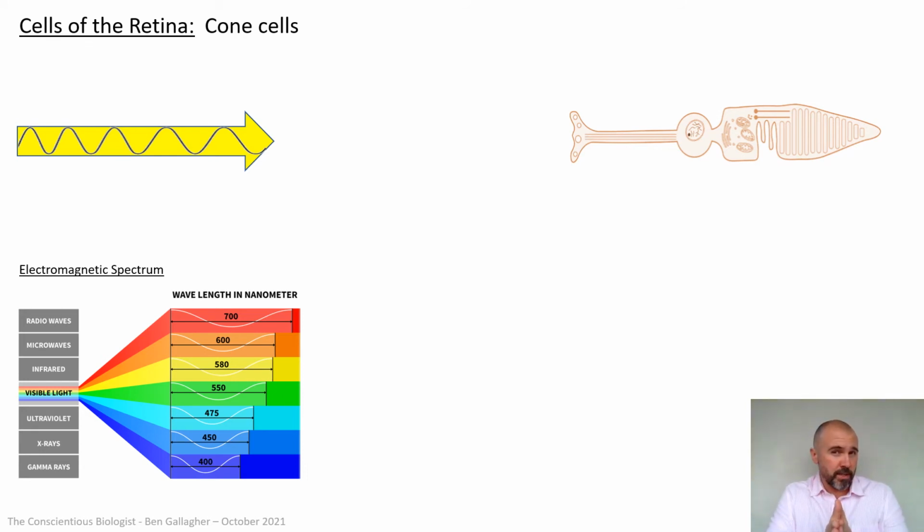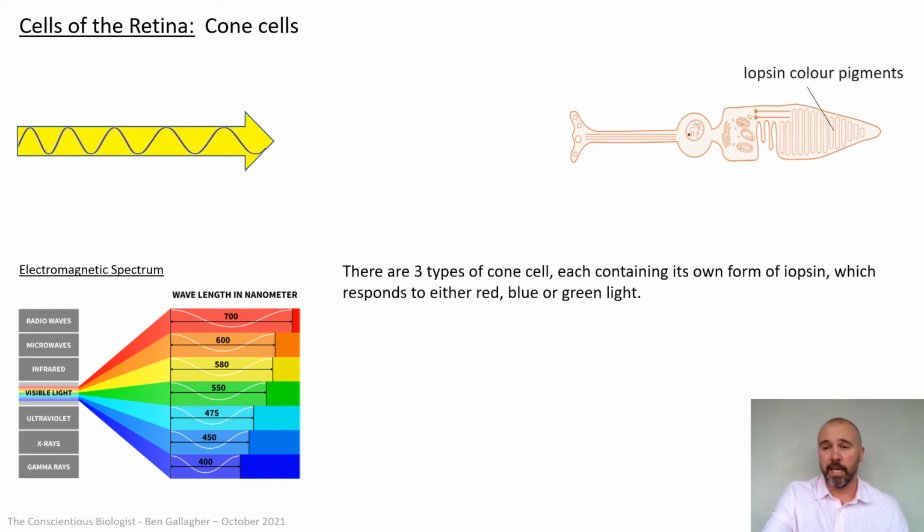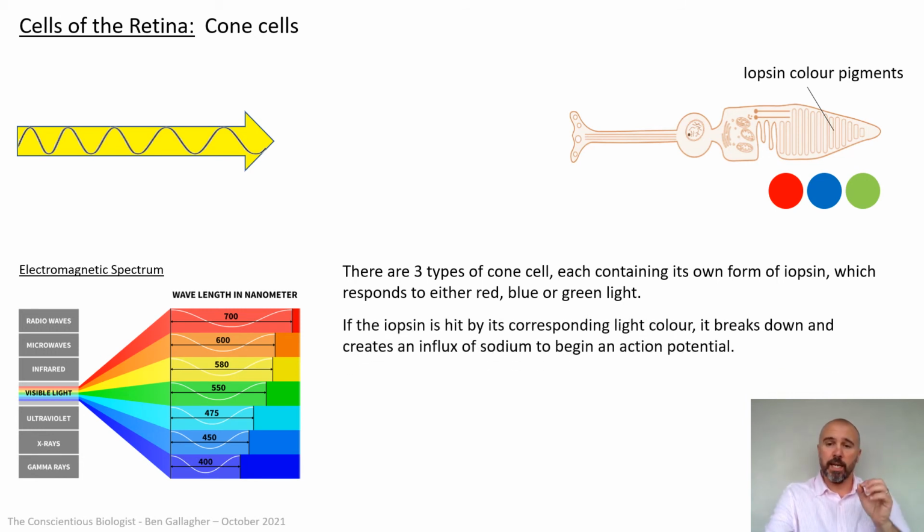What your cone cells can do, they can be stimulated by those different wavelengths because they contain a chemical called iodopsin. Now, iodopsin is a color pigment. You have red, blue, and green iodopsins. When light of the wavelength of each of those colors hits the matching iodopsin, the iodopsin will break down and create an electrical signal and an action potential within the cone cell.